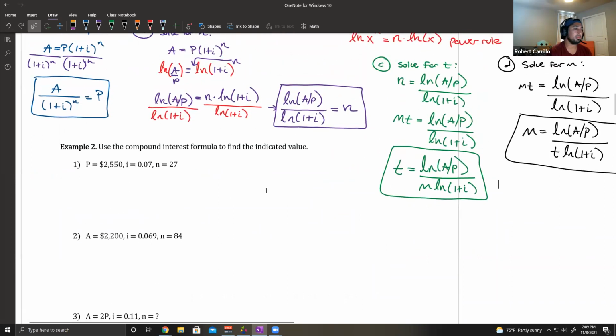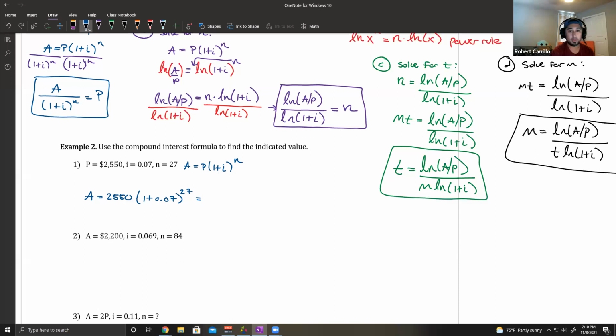Okay. So number one, P is 2,550, i is 0.07, and n is equal to 27. So for this one, we are simply using A equals P times 1 plus i to the nth power. So they're giving us everything we need to plug in to help us solve for A. So here, A would equal 2550 times 1 plus 0.07, all raised to the 27th.